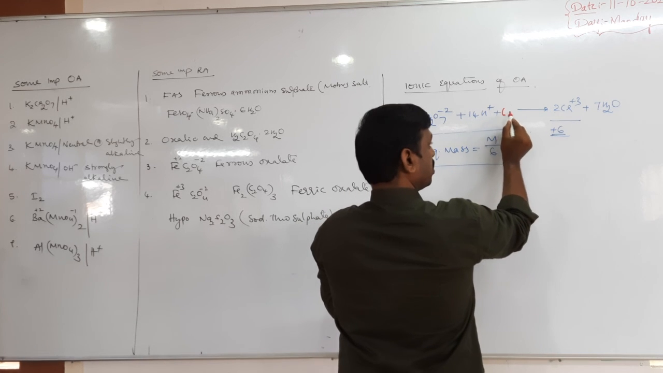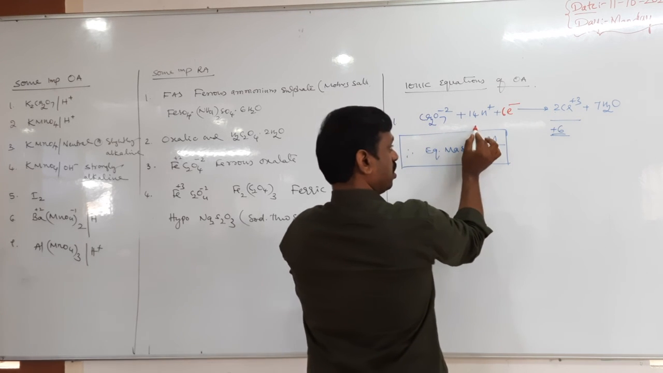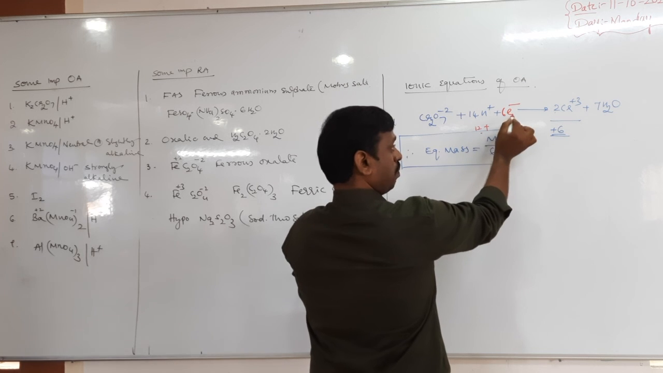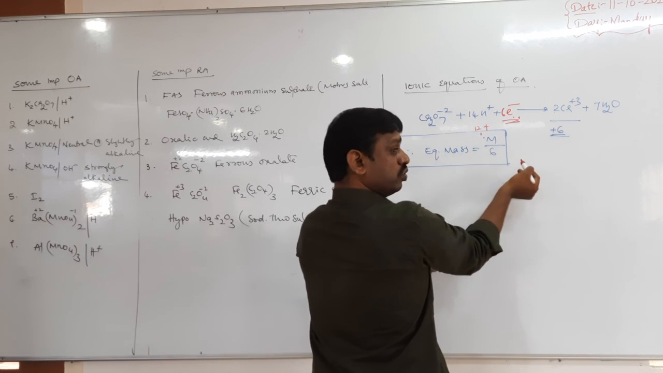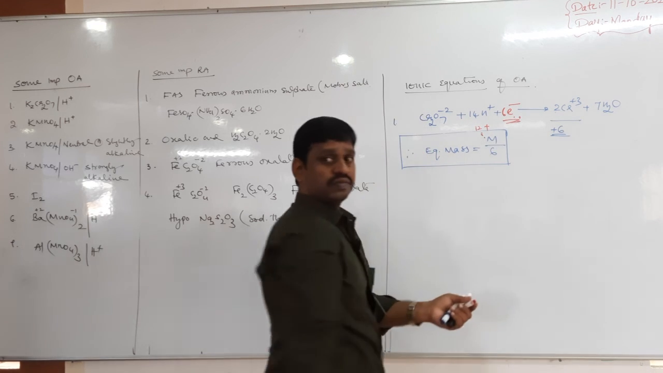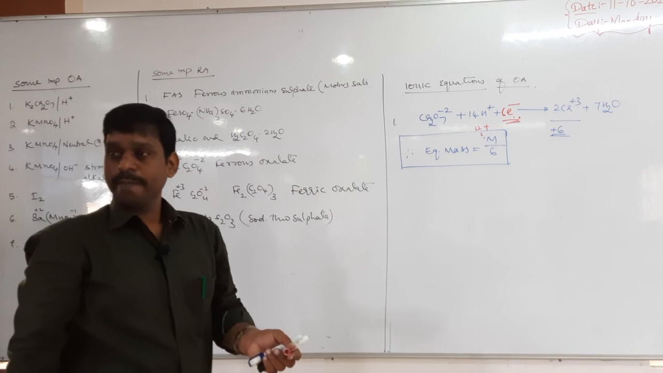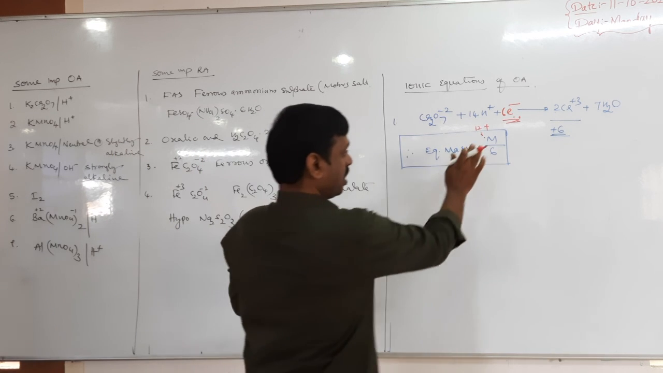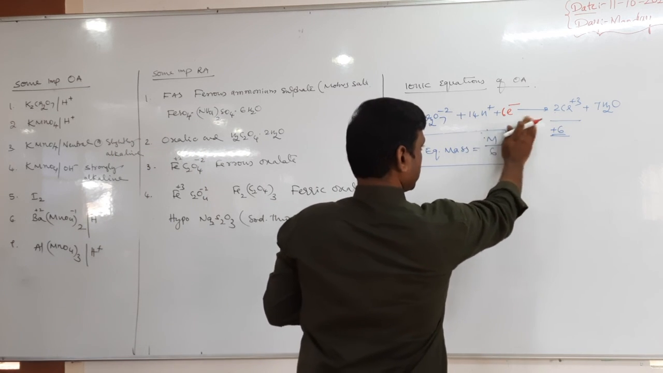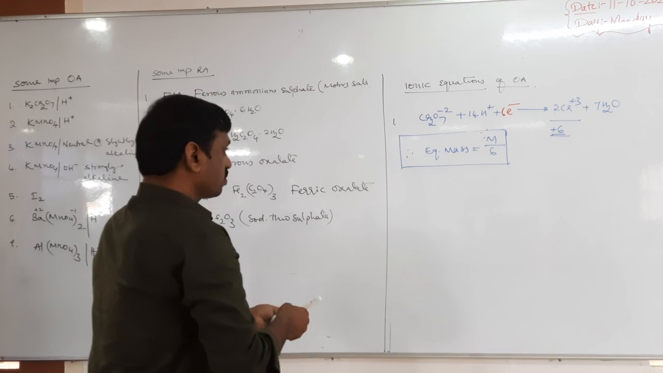Therefore what I am doing here is adding 6 electrons. Here 12 positive plus 6 negative. What is the resultant positive? 6 positive, 6 positive. In this way we balance a redox reaction. Therefore you remember 6 electrons here. Next, second one.